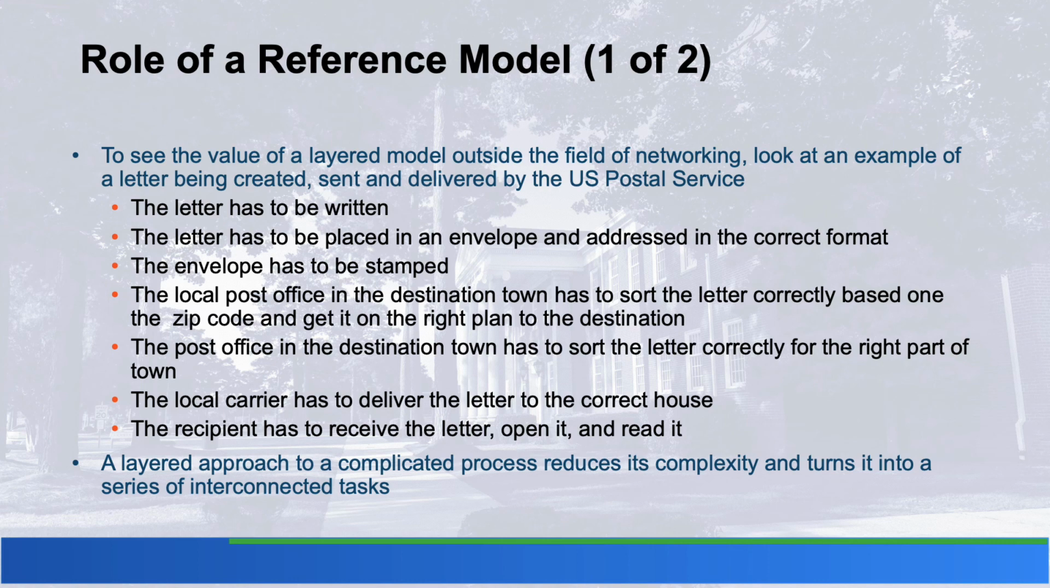The post office in the destination town has to sort the letter correctly based on the zip code to get it to the right destination. The post office in probably the origination town where you were sending it from has to sort it, and then the post office in the destination town has to sort the letter correctly for the right part of the town. The local carrier has to deliver the letter to the correct house. The recipient has to receive the letter, open it, and understand it.